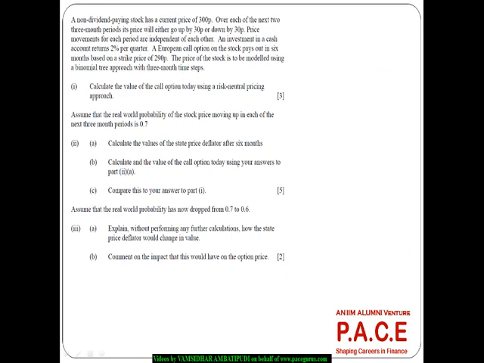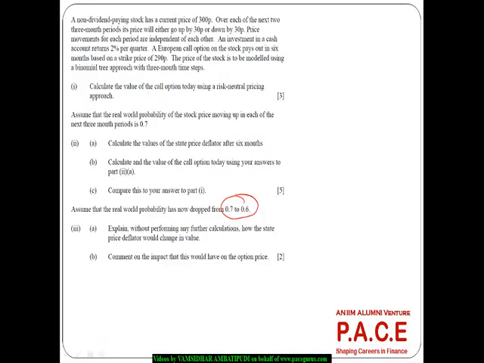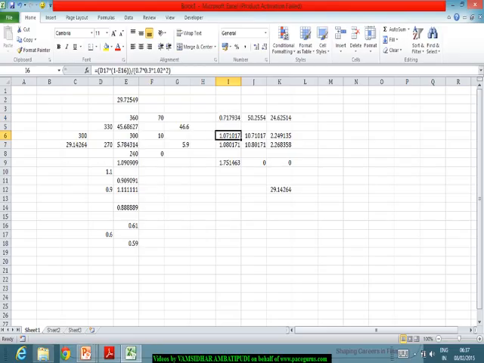Now, assume that the real world probability has now dropped from 0.7 to 0.6. Okay, if it has dropped from 0.7 to 0.6, what we could clearly see is the state price deflator, this value is going to go up because in the denominator we see 0.6 and 0.6, which will be lesser value. So this price deflator is going to go up, and these two, because now this becomes 0.6 times 0.4, which is becoming 0.24. Earlier it was 0.21. So the denominator has become higher.